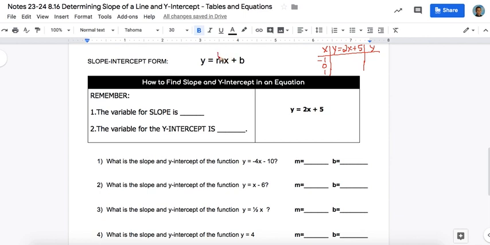So remember the m, we know this from y equals mx, the m represents the slope. And I'm going to circle this because we always circle it on the graph. The b represents the y-intercept. Now, the x and the y values represent any ordered pair on the line.